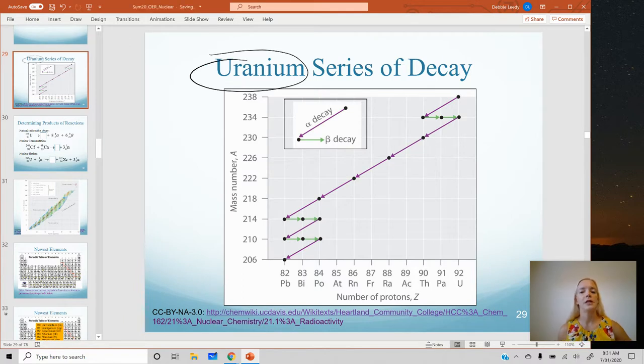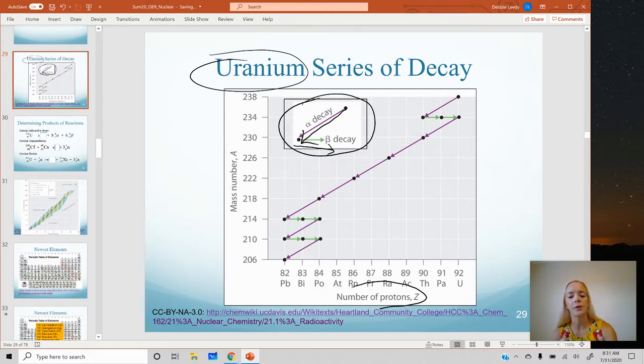You can see here that it's showing multiple steps. So every arrow that is shown in this graph is showing a different type of decay step. The ones that are the purple downward sloping arrows are the alpha decay. The green rightward facing arrows show beta decay. So in this graph, we are again showing the number of protons on the x-axis, but now we're showing the mass number, the total mass number on the y-axis.